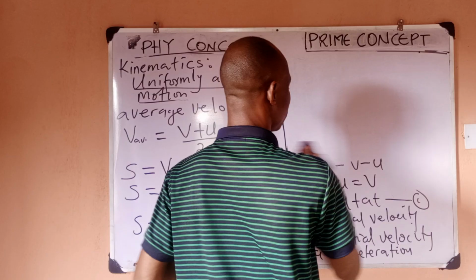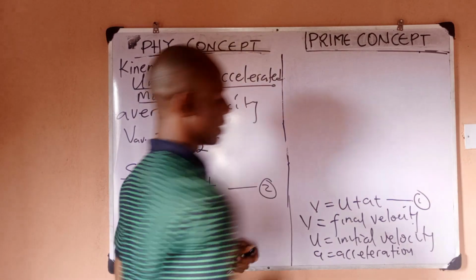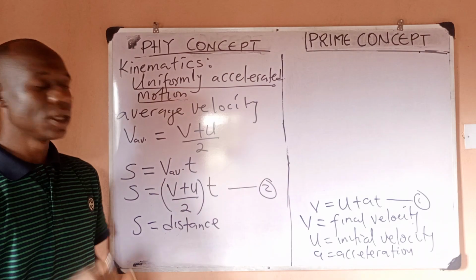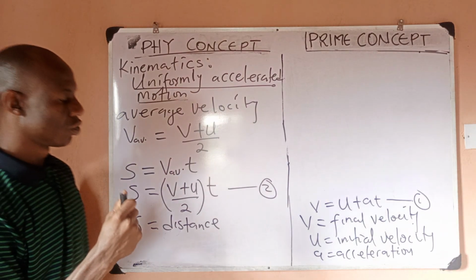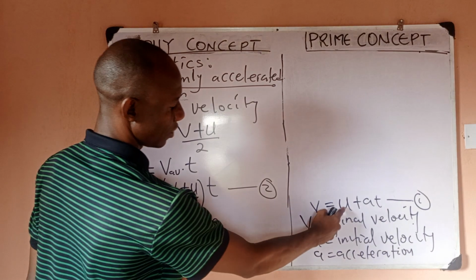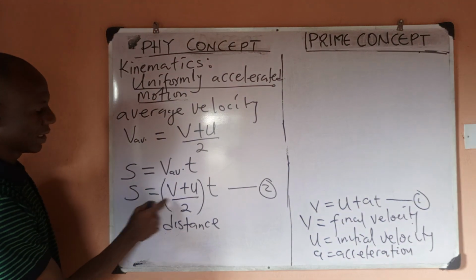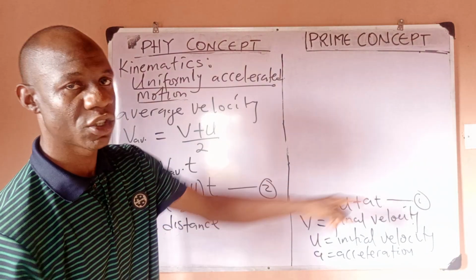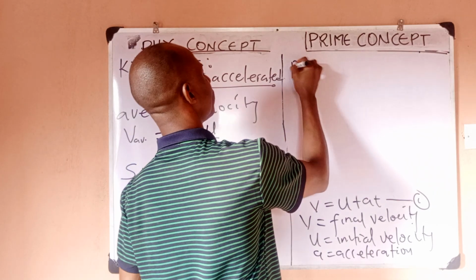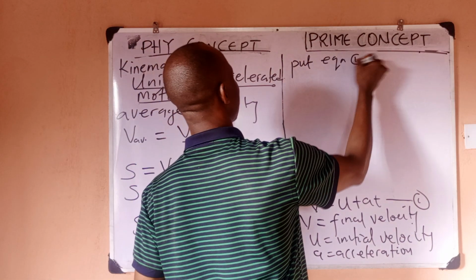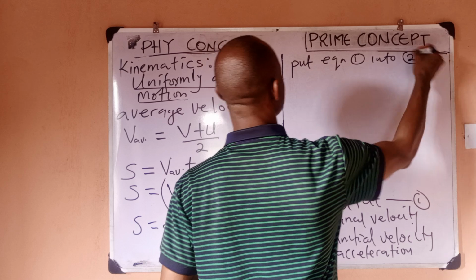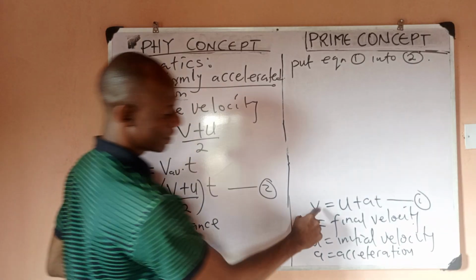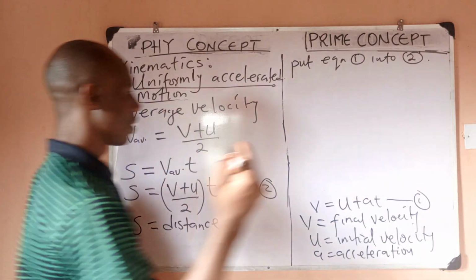Now we've gotten two major formulas in this video. Now we want to get one more in this video. If you recall, v is u plus at, then s is (v + u) over 2 times t. So what I'm going to do is put equation 1 into equation 2. That is to say, wherever I see v, in place of this v I'll be writing u plus at. So let's do that together.